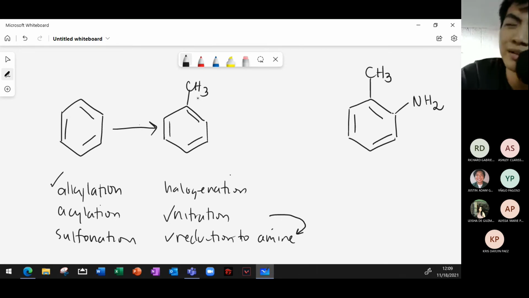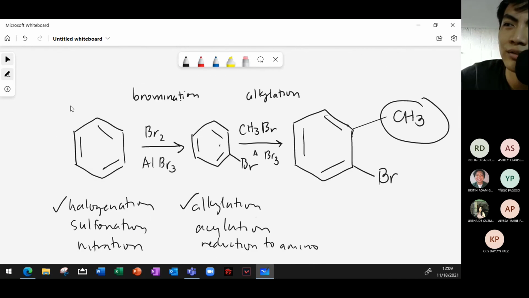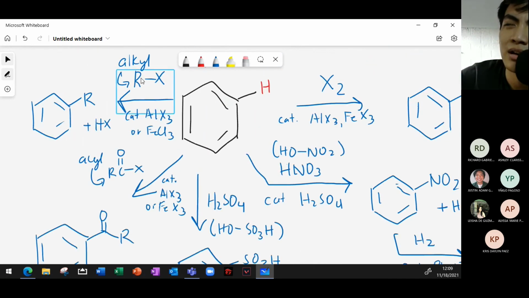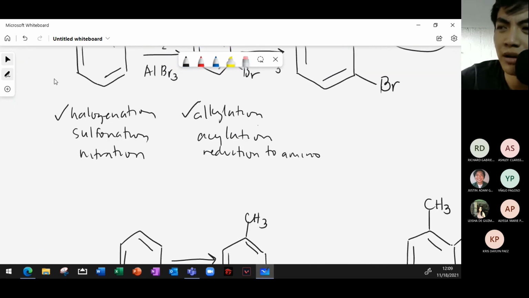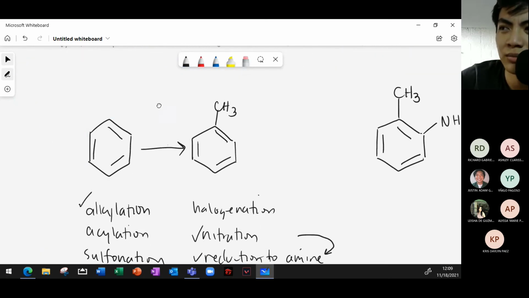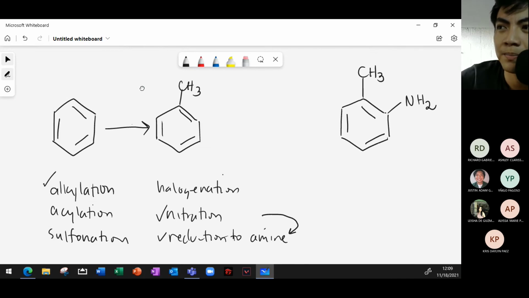Okay, so paano gagawin ko? Ano yung reagent ko dyan? Siyempre, tingin ka sa ating format. Ano uli yung format kapag alkylation? RX, AlX3. Ano yung R? Yung molecule na idudugtong mo. Okay? So, ano yung reagent natin? Ano yung reagent na ilalagay ko dito?